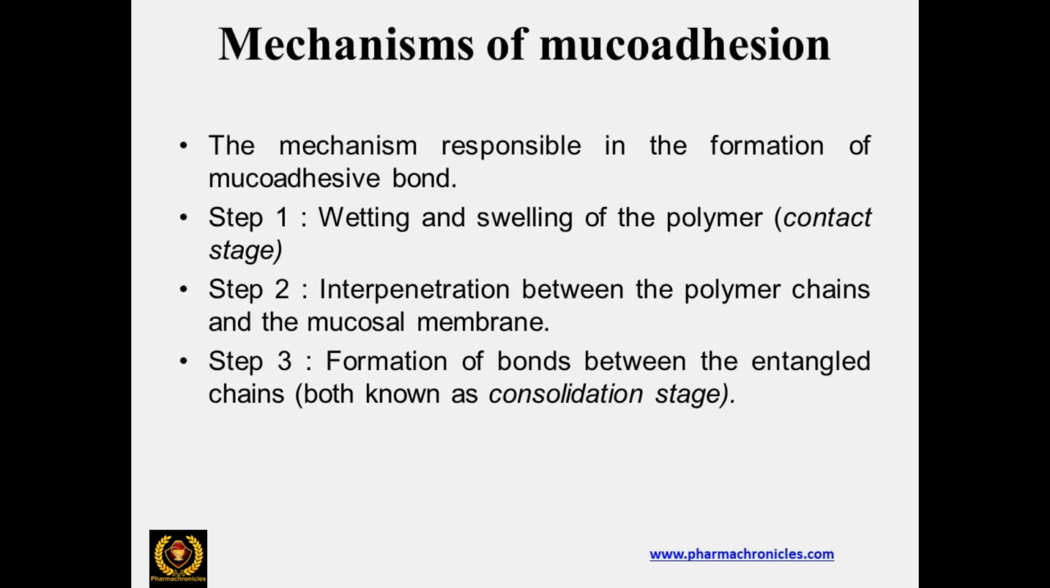Mechanisms of mucoadhesion. The mechanism responsible for the formation of the mucoadhesive bond has three steps. Step 1: wetting and swelling of the polymer, the contact stage. Step 2: interpenetration between the polymer chains and the mucosal membrane. Step 3: formation of bonds between the entangled chains, known as the consolidation stage.